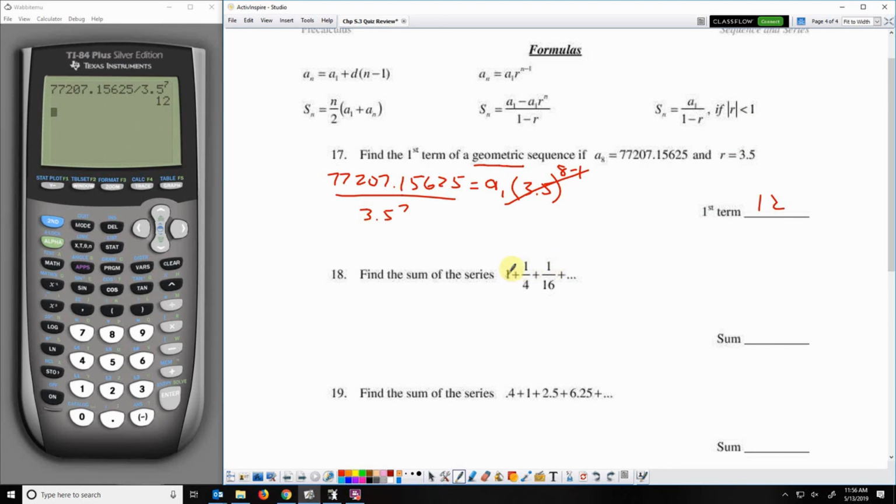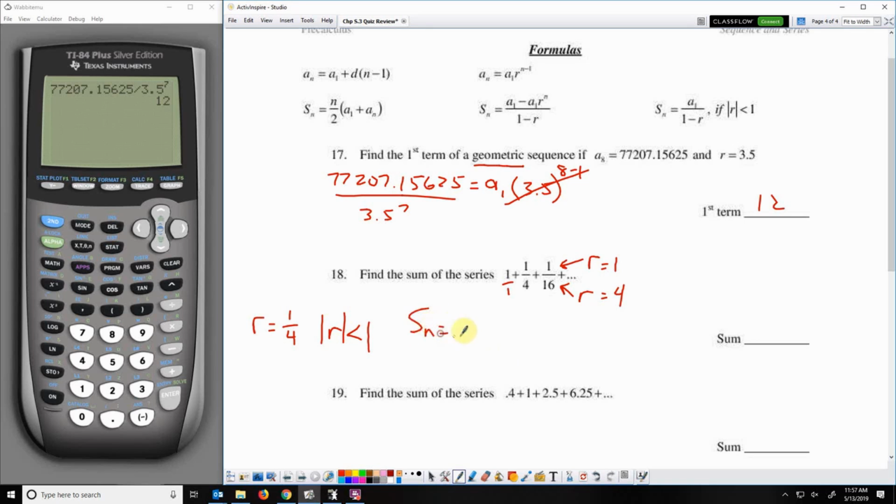In the numerator, the number is not changing. So I would say the numerator has an R of 1. In the denominator, 1, 4, 16, it looks like it's multiplying by 4, so there's an R of 4. So I could say that we are multiplying by 1/4, so R is 1/4. And it is true that the absolute value of R is less than 1, which means it's between -1 and 1. So that means that I can use the formula for the sum of the infinite series.